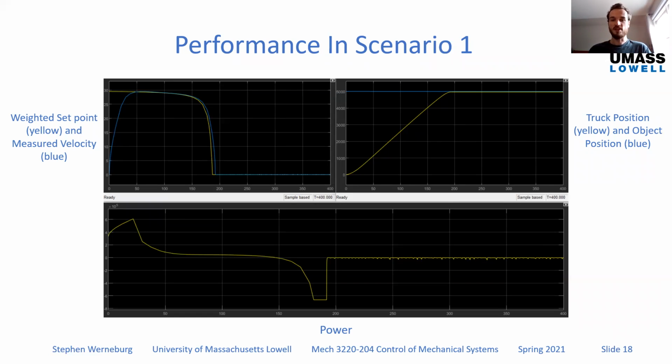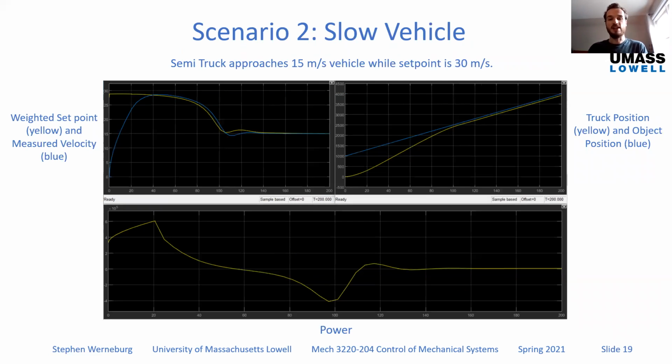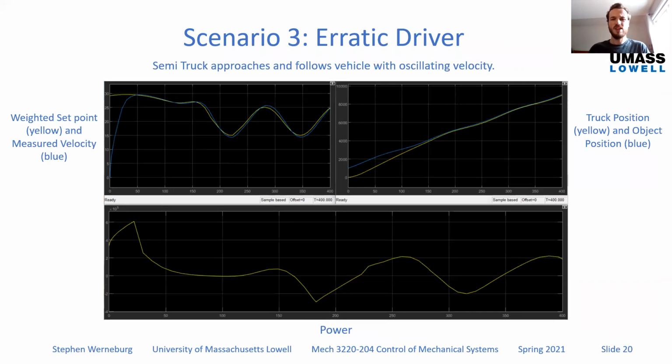You can see here on the top right that the truck will perform like normal when it's on the open highway, but then when it comes up on the object, it will stop for the object. And here is a very similar scenario, but the object is moving slowly. It's not stopped, it's just moving slowly. So you can see that the truck is also able to come and pull up to a slow vehicle.